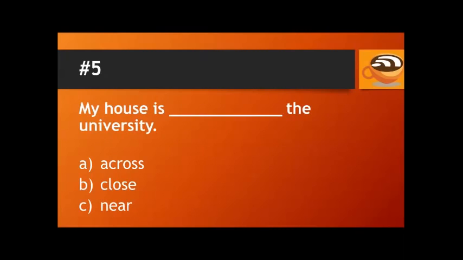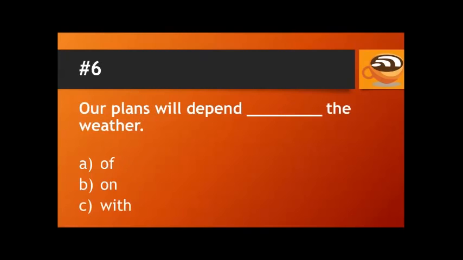Number 5. My house is across, close, or near the university. The correct answer is near. My house is near the university. Number 6. Our plans will depend of, on, or with the weather. The correct answer is on. Our plans will depend on the weather.